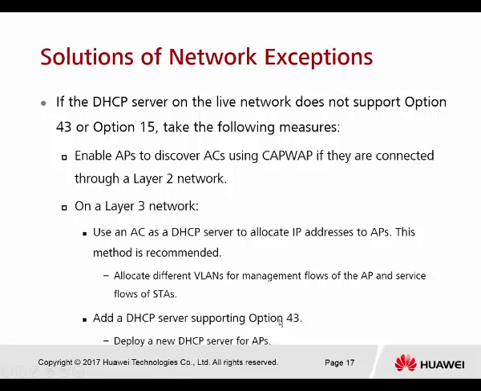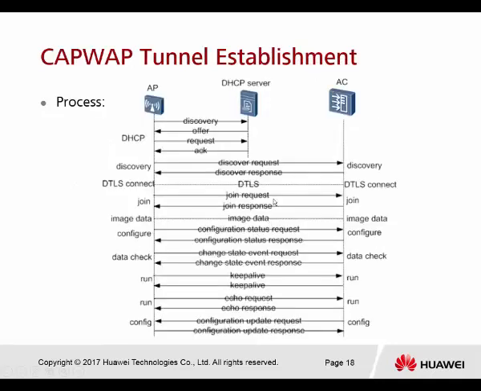Okay, this is happening on the DHCP server. You will notice some of the fields mention option 43. Option 43 is one of the settings for you to configure the IP address of the controller. So this applies for the layer 3 network when the AP and controller belong to two different VLANs, so you have to touch on option 43. So this is the process for them to establish the CAPWAP tunnel.